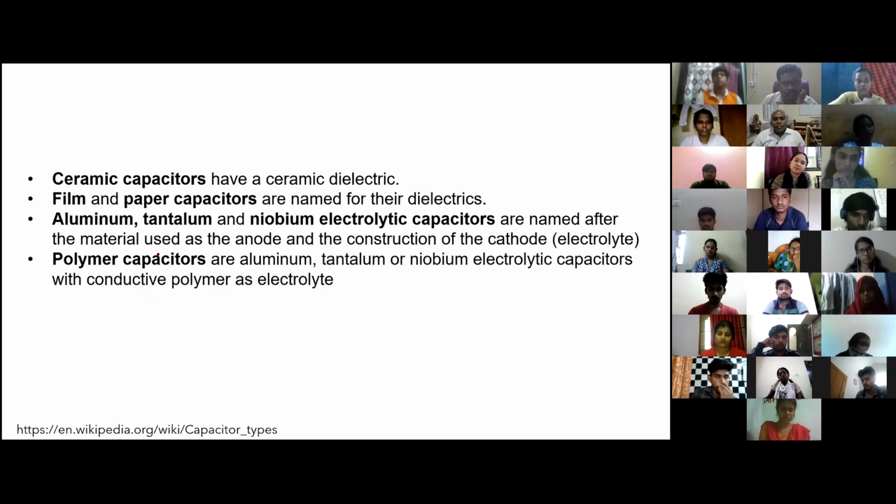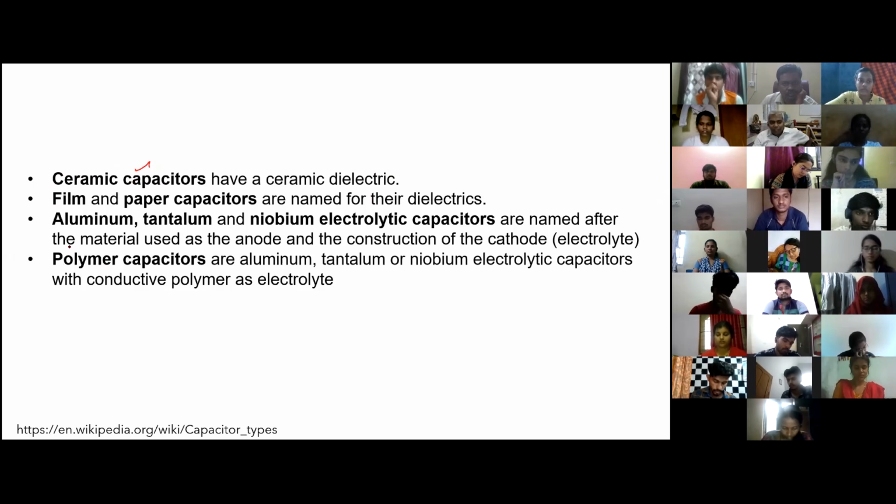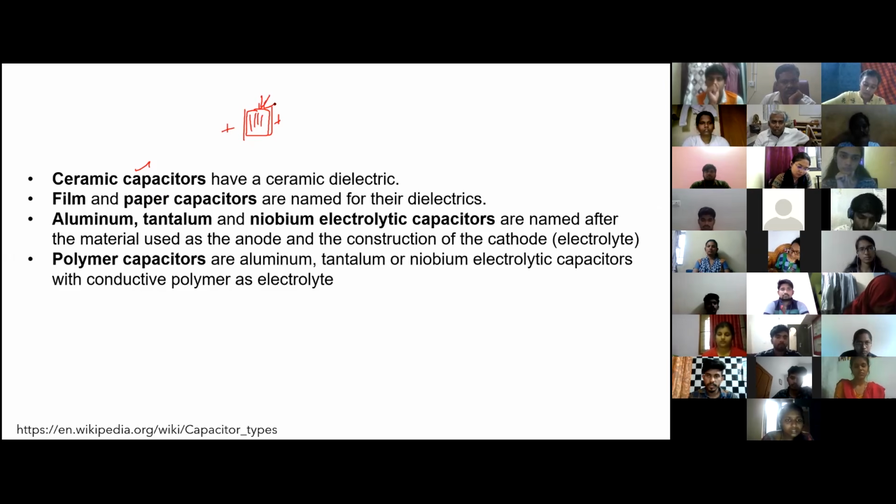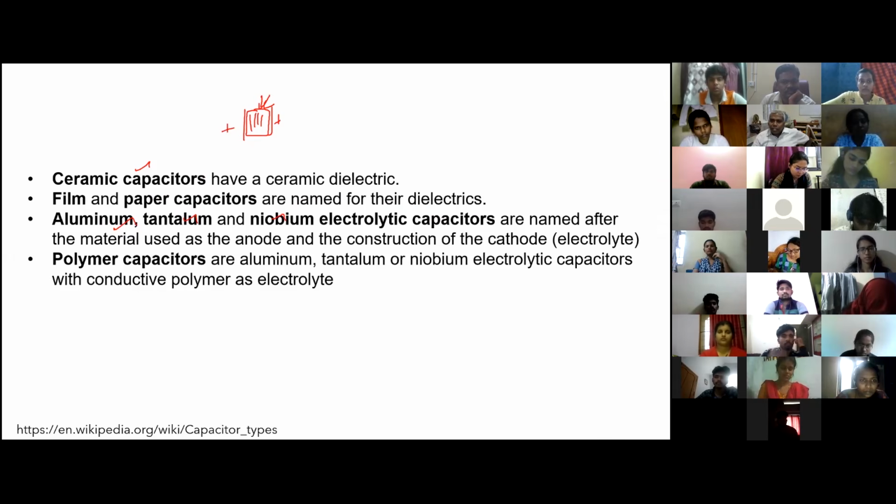Okay. In addition to that, you have ceramic capacitors. These classifications are done based on the material that you are using. For example, you have an electrode here. If you use ceramic in between, then it is called a ceramic capacitor. If you use film or paper as a separator, then they are called a film capacitor or a paper capacitor. Aluminum, tantalum, niobium, these are all electrolytic capacitors. You can use one of them as the anode and another as the cathode. One of them will be metal, so accordingly it will be named. And if you use polymer, they call them polymer capacitors.